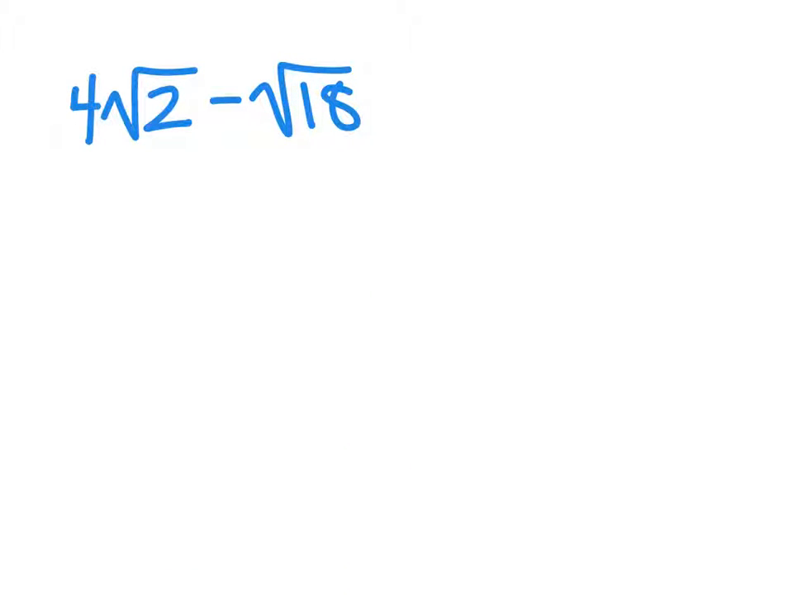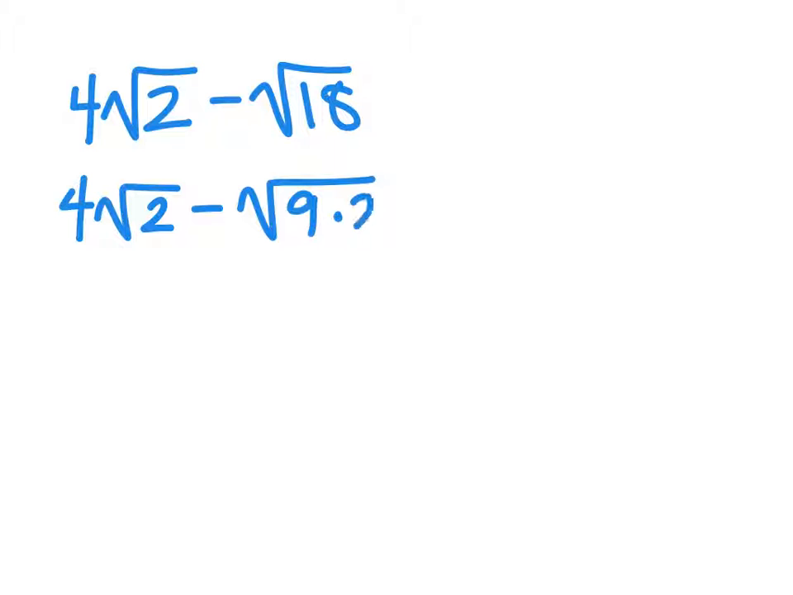In our next example, we'll be calculating 4 times the square root of 2 minus the square root of 18. So the first thing we'll do is factor using a perfect square factor. So we'll keep 4 times the square root of 2. Now we're going to factor the square root of 18. Our perfect square factor is 9 times 2.